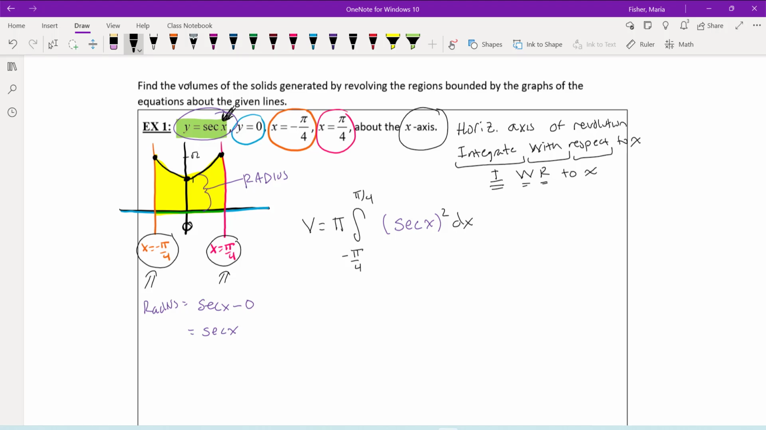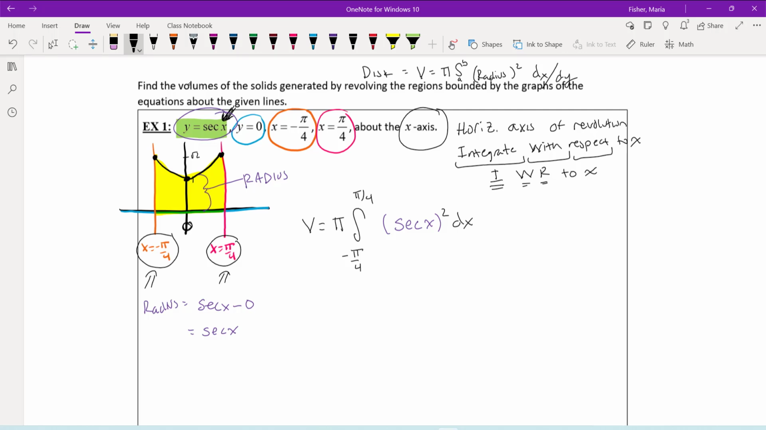Because remember, your disk method is always going to be volume equals pi times the integral from a to b of your radius squared, and it's either dx if you have a horizontal axis of revolution or dy if you have a vertical axis of revolution. Let's go ahead and integrate this and finish off this problem.